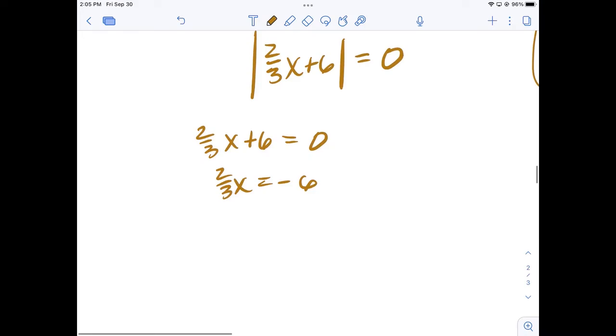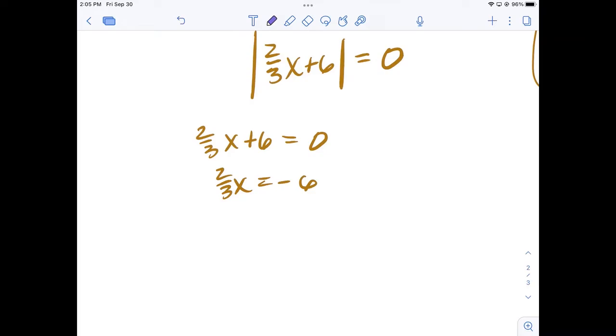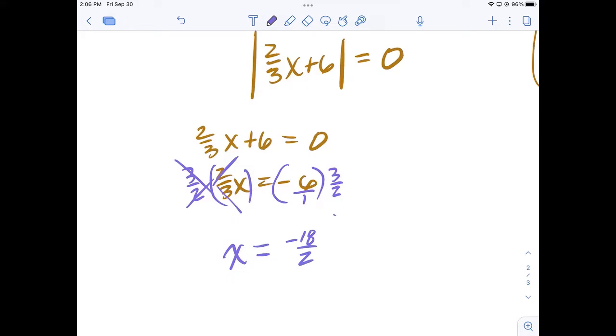And how do we get rid of the 2/3 on the left-hand side? Well, something to do with flipping it. We multiply both sides by the flipped version of it. Yeah, the reciprocal. So put parentheses around everything and put 3/2. And look at this. This is what I like to do. We're left with x equals, and this is really over 1. So if you multiply straight across, you get negative 18/2.